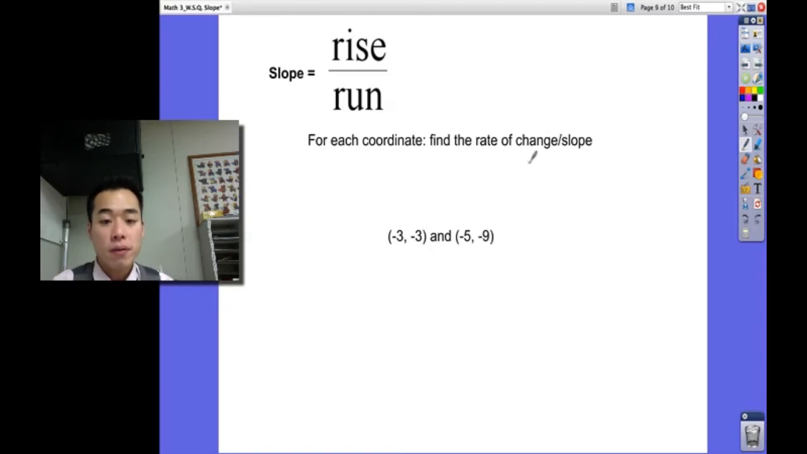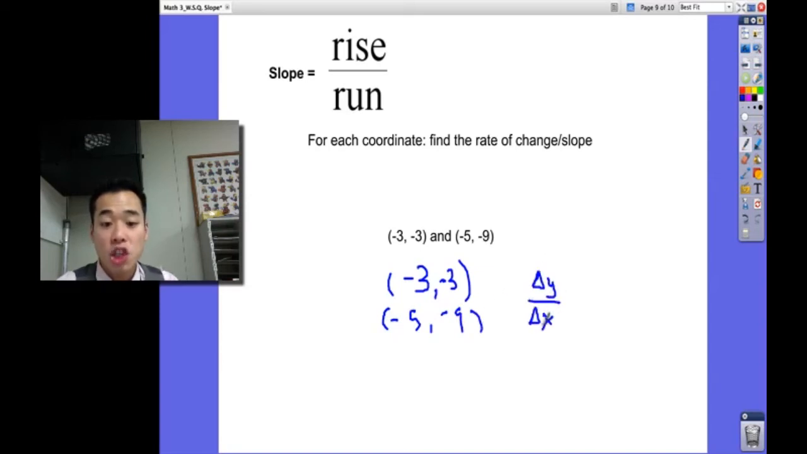Why don't you go ahead and find the slope for this one? Now remember your positive and negative integers and the rules about adding opposites and adding negatives. You can pause the video or you can just continue on with me. Again, for each coordinate, find the rate of change or the slope. So they gave me the points -3, -3 and -5, -9. All I've got to do is stack them on top of each other: -3, -3 on top of -5, -9, and then I've got to find the delta y over the delta x, the change in y over the change in x.